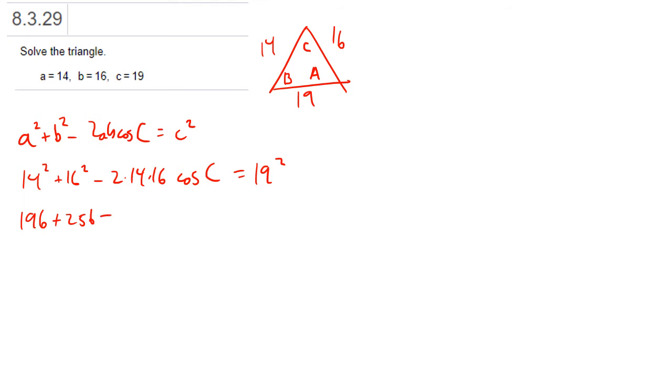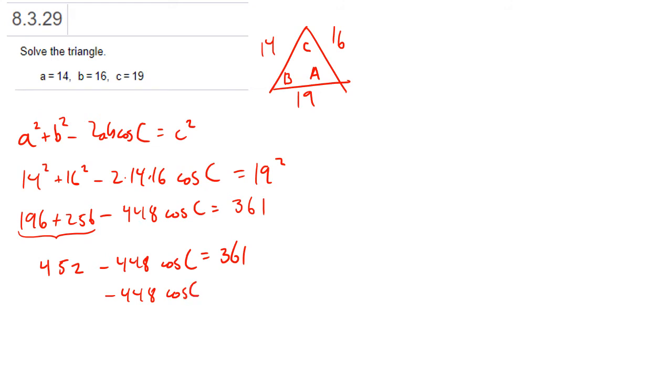2 times 14 times 16 is 448. And 19 squared is 361. 196 plus 256 is, let's see, a 2, carry that, get a 5, carry that and get a 4. Minus 448 cosine of C equals 361. Subtract the 452 from both sides. 361 minus 452.